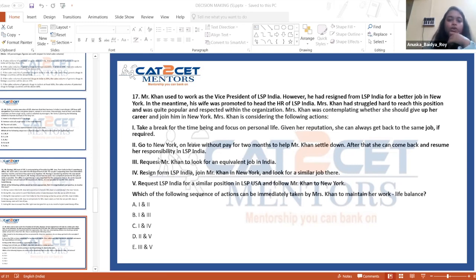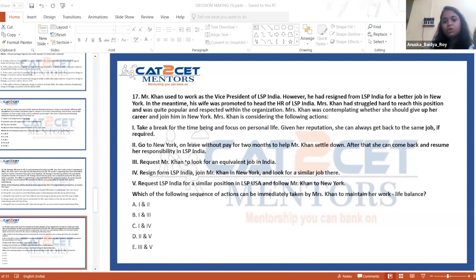So go to New York on leave without pay for months to help Mr. Khan settle down. And 3 says request Mr. Khan to look for an equivalent job in India. Is 3 going to happen? He has resigned from LSP and found a better job in New York. It was his decision. He has taken this decision, just join the job. And we are telling that request him to find an equivalent job in India.